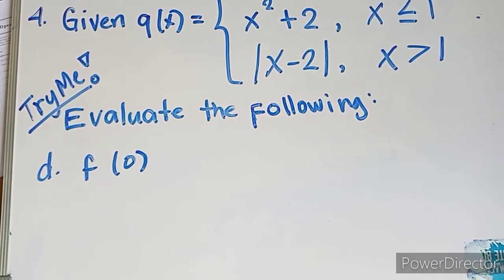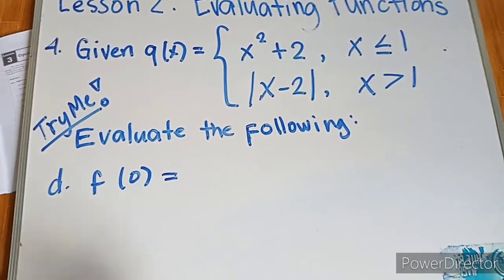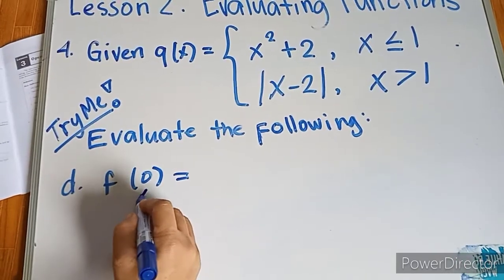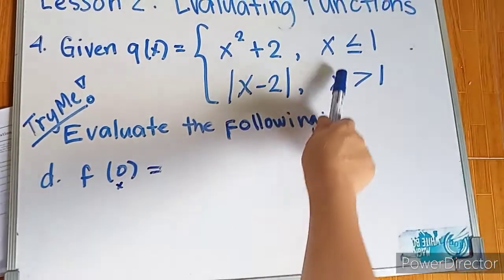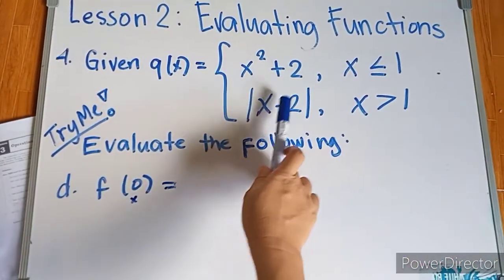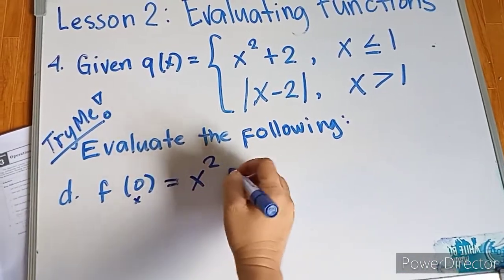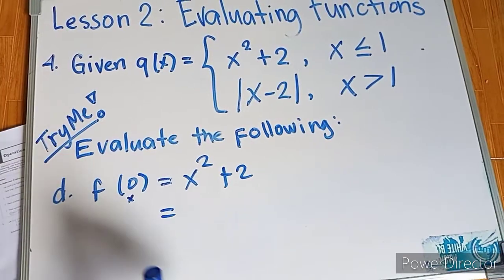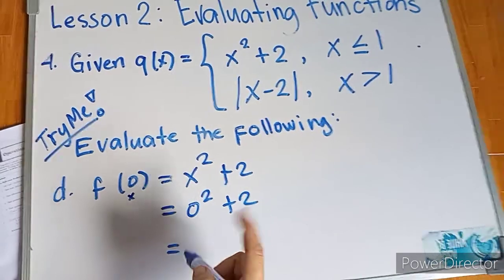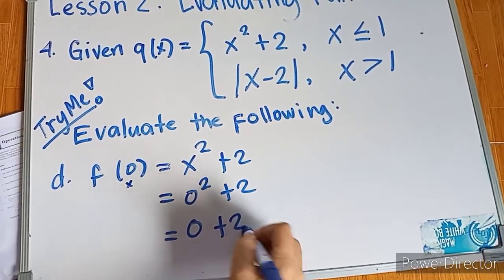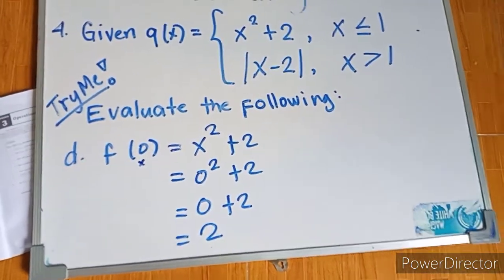Okay, for letter D problem, f of 0, which of the functions are we going to use since x is equal to 0? Our x is 0, of course. Since 0 belongs to the condition where x is less than or equal to 1, we will use the first function, x squared plus 2. So f of 0 is x squared plus 2. Substitute the value of x, which is 0. 0 raised to 2 plus 2. That is 0 times 0, of course, we get 0 plus 2. Then simplify, we have positive 2. That is now for letter D.